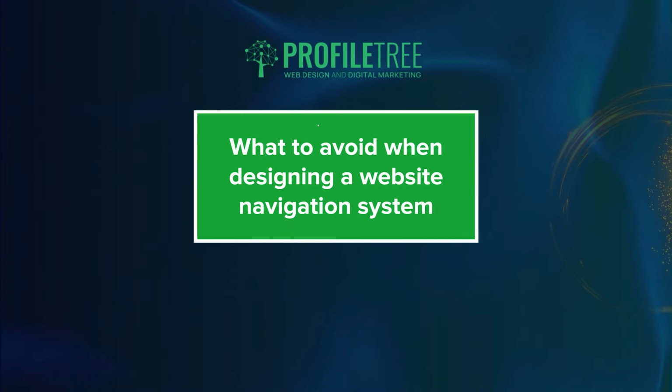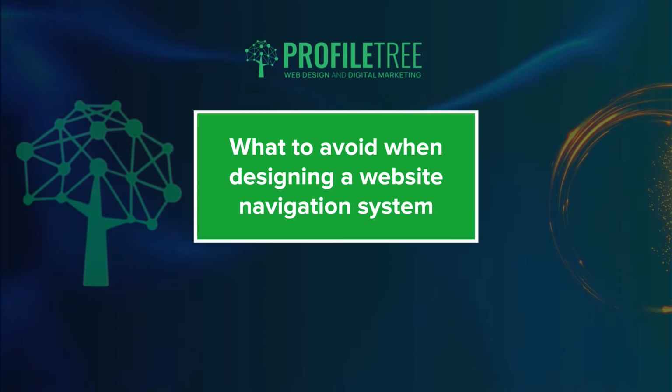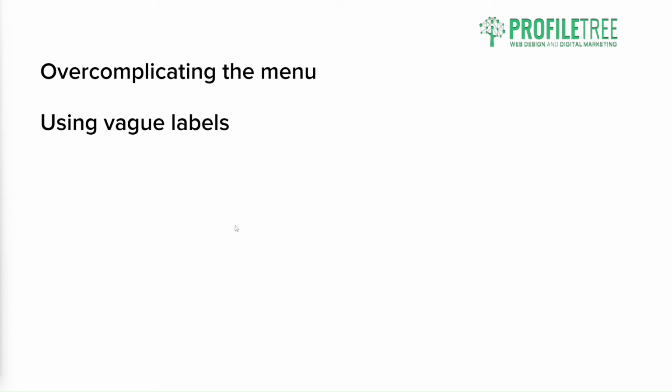Some things you want to avoid when you are designing an organized website navigation. You want to avoid overcomplicating the menu, so it's important to keep your menu simple and easy to use. Avoid using too many levels of navigation or including too many links in your menu. This can overwhelm users and make it difficult for them to find what they're looking for. You don't want to use any vague labels, so make sure that the labels in your navigation menu are clear and descriptive. Avoid using vague or generic labels that may confuse users or make it difficult for them to understand where they are on your site.